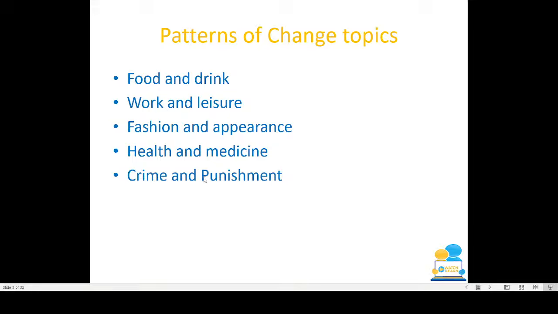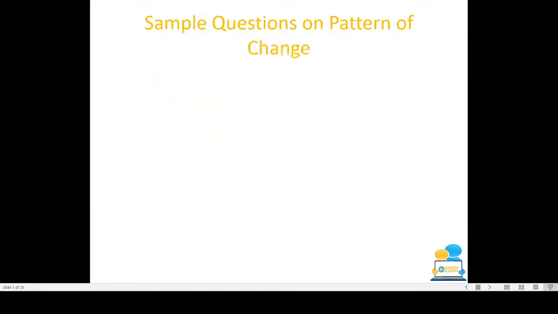But we will be looking at how to answer the questions that are in relation to this topic as well. So it will come in handy even if you're not studying crime and punishment, just in how to phrase your answers and how to approach the questions. So with that said, we'll jump right in and we'll get started.